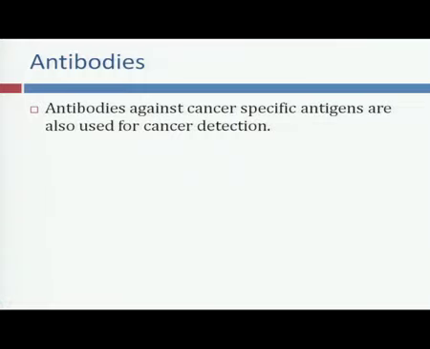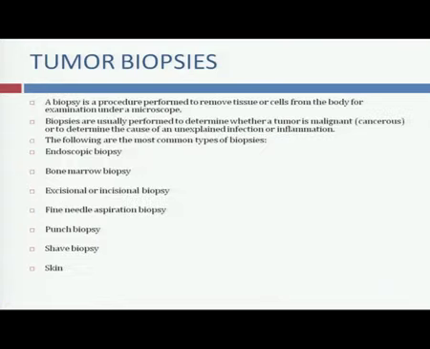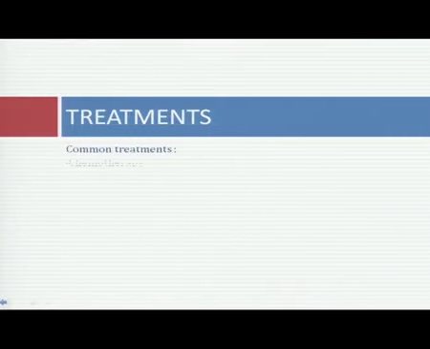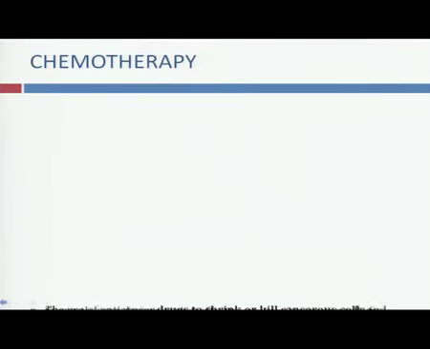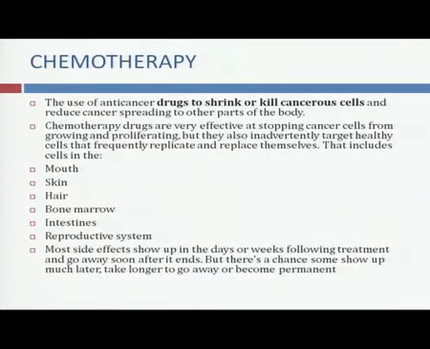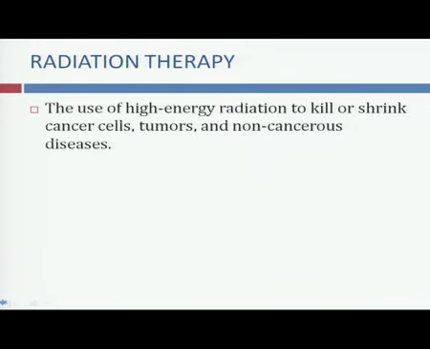Antibodies can also be used to detect cancers, and then we have tumor biopsies also. What are tumor biopsies? The doctor or the surgeon takes out the tumor cells and studies them under the microscope. Then, talking about the treatment, the common treatments are chemotherapy, radiation therapy, surgery and biological therapies. But the problem with all these therapies is that they have their own set of side effects.